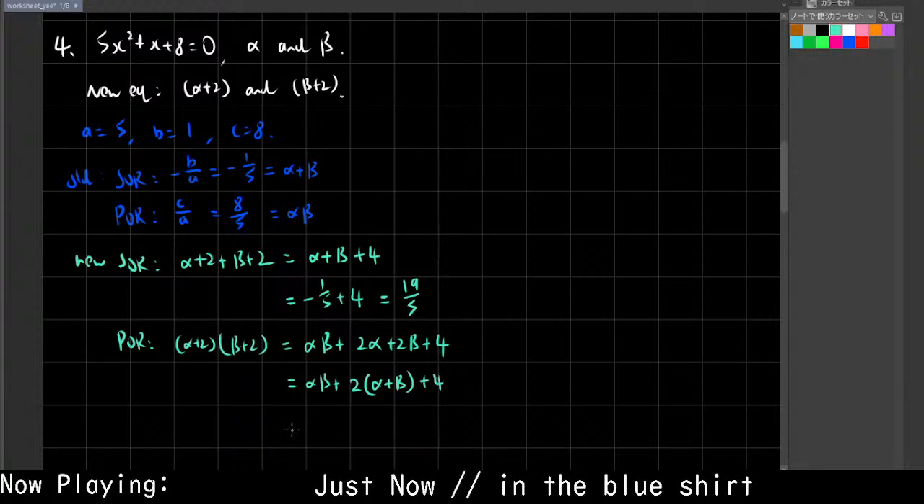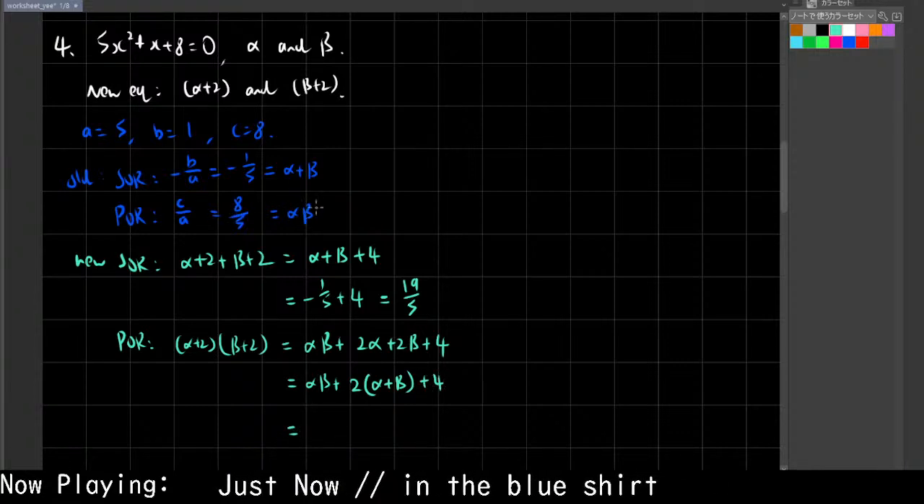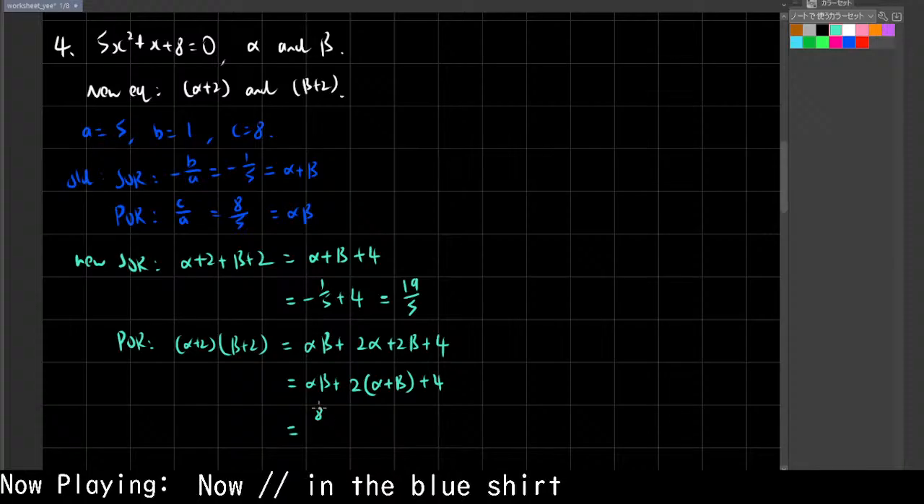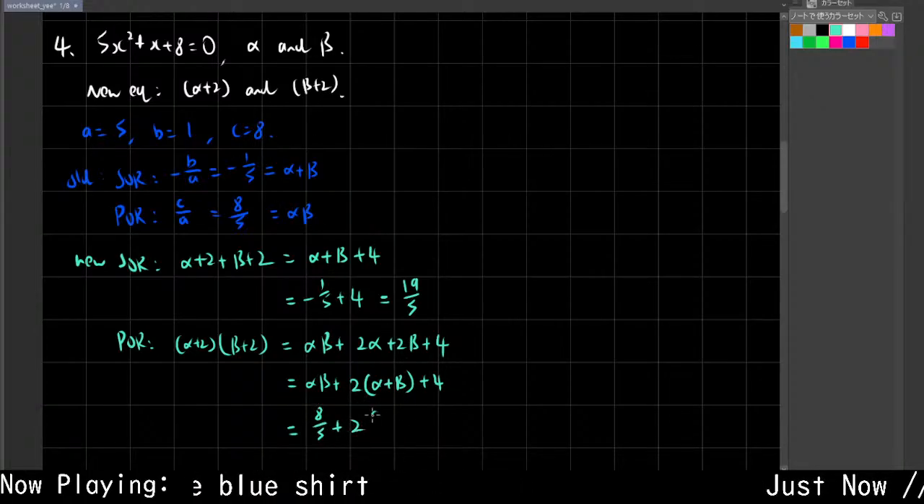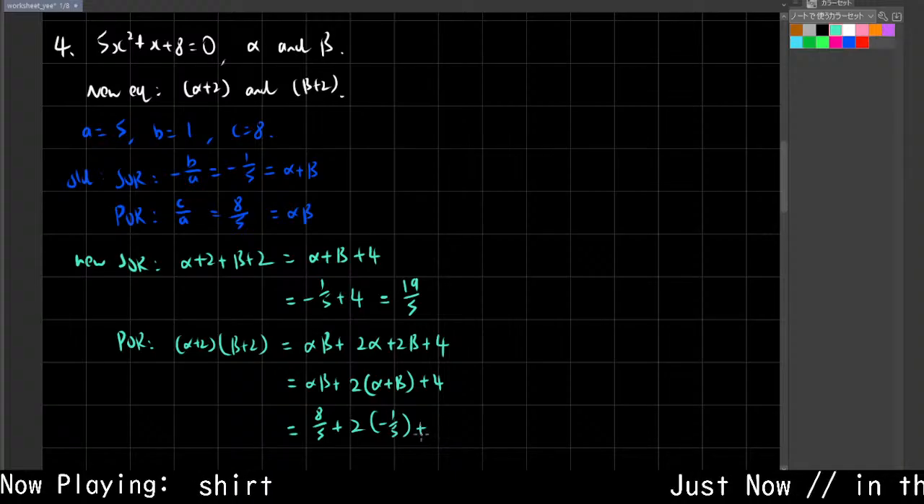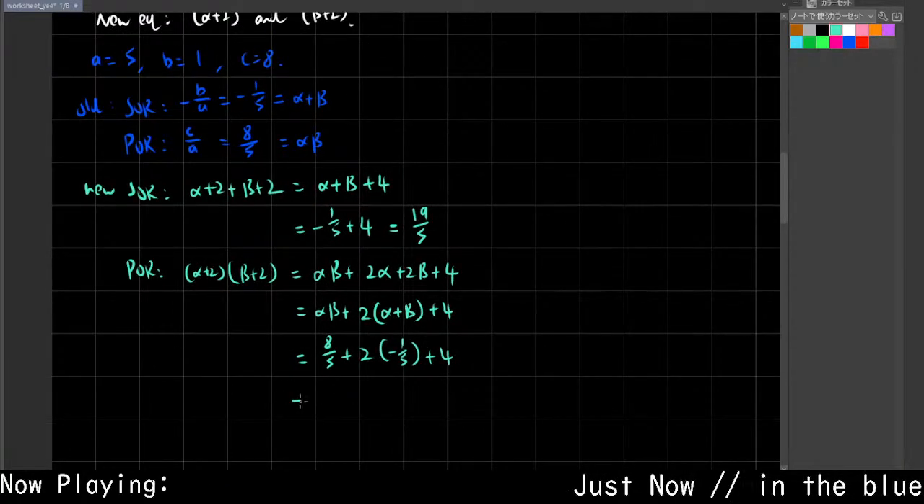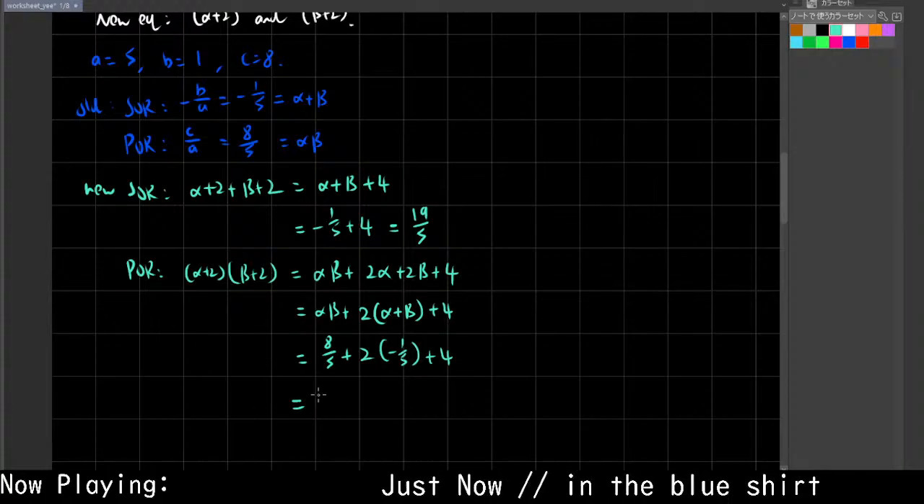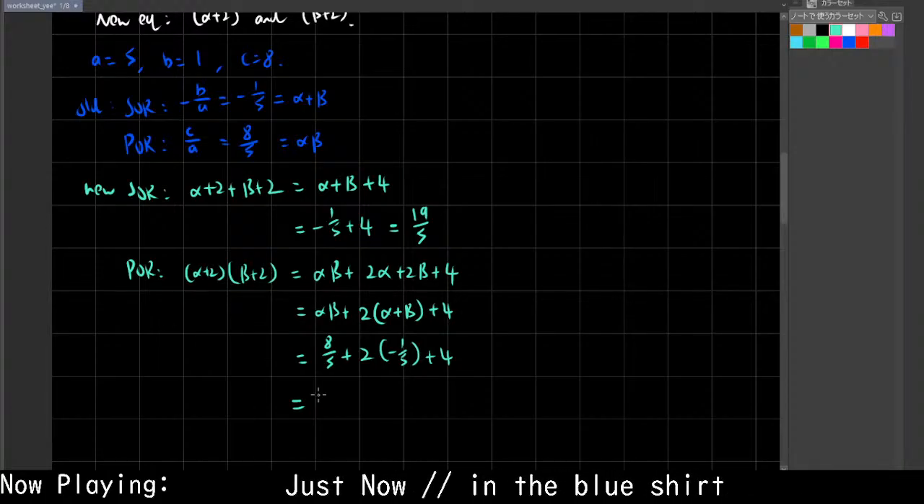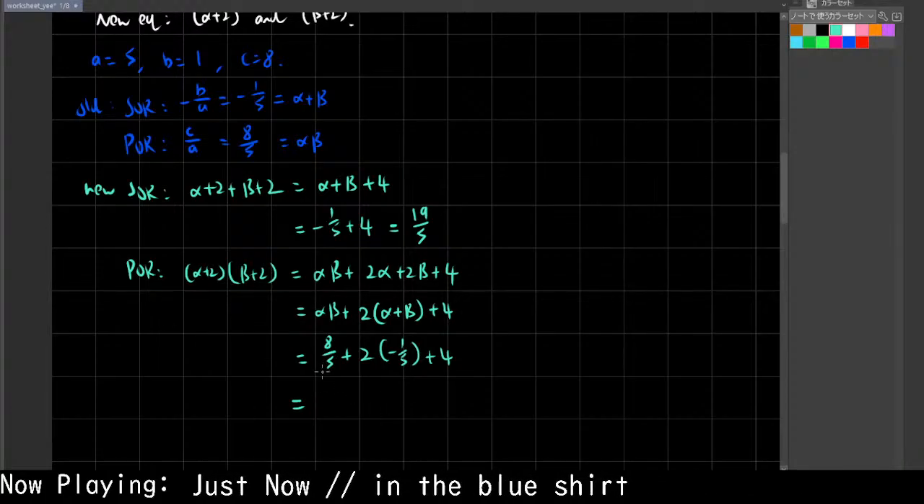Then I get this. Alpha times beta is given as 8 over 5. Alpha plus beta is given as negative 1 over 5. Sub in both values, then just put this through a calculator. After going through the calculation, you should be able to get 26 over 5.